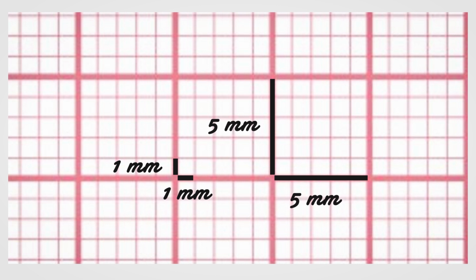Now coming to the topic. ECG paper is comprised of big and small boxes which are squares. If you recall, in your mathematics classes, you have learned that squares have equal length and width. Small squares on ECG are 1 mm wide and 1 mm in height. And as you may have already noticed, each large square is 5 small squares wide on the x-axis and 5 small squares in height on the y-axis, meaning that large squares are 5 by 5 mm.